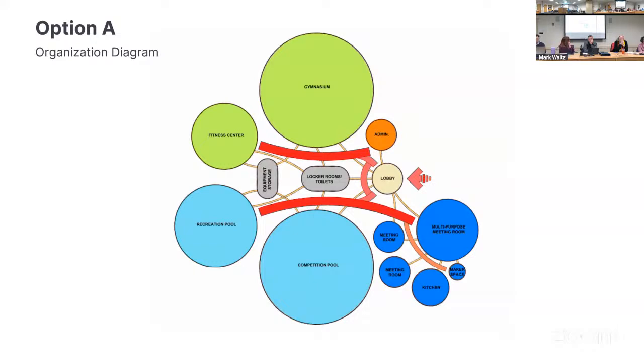The orange dot, keeping these color codes the same, is the administration spaces. Locker rooms are shown in the middle of the two big dots, the big green and the big blue dot. The locker rooms are the gray bar in the middle. And then the blue dots are meeting spaces, so the meeting rooms or multi-purpose meeting space or maker space.